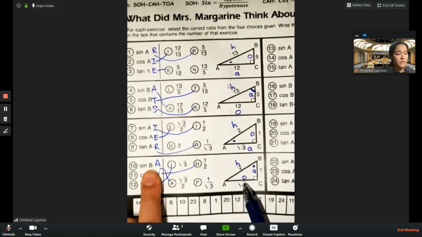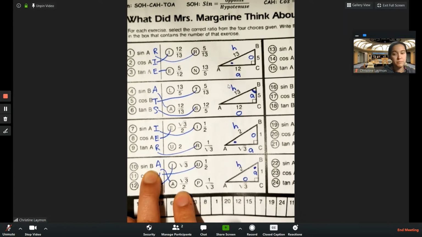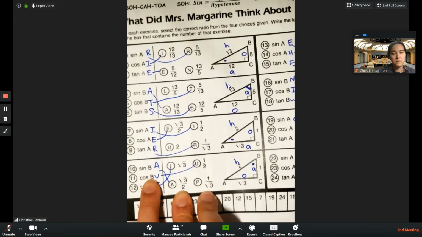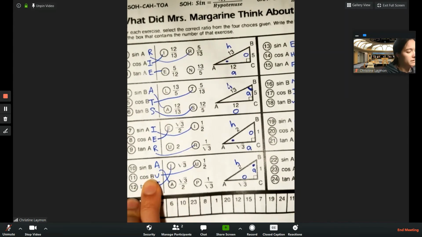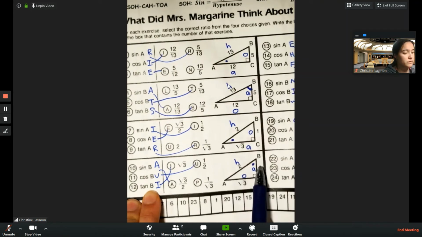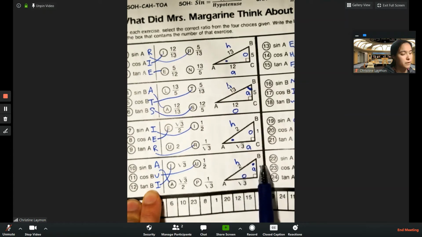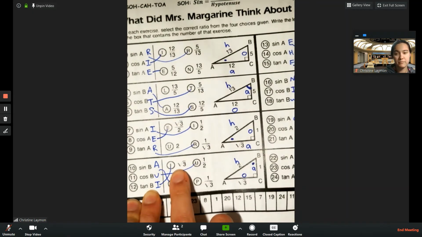So, if I want to find sine of B, I am using opposite over hypotenuse. O over H, root 3 over 2. If I am doing cosine of B, adjacent over hypotenuse, 1 over 2. If I am doing tangent of B, opposite over adjacent, root 3 over 1. Now, if I'm dividing by 1, that's just the same thing as whatever was in the top. So root 3 divided by 1 is just root 3.